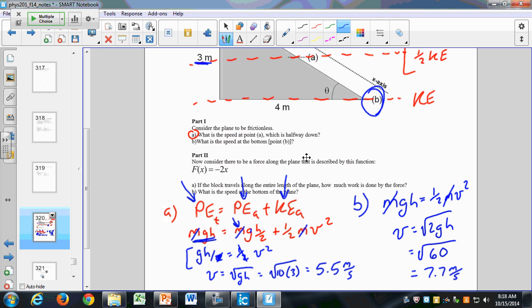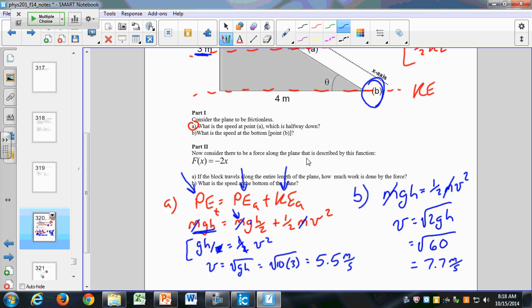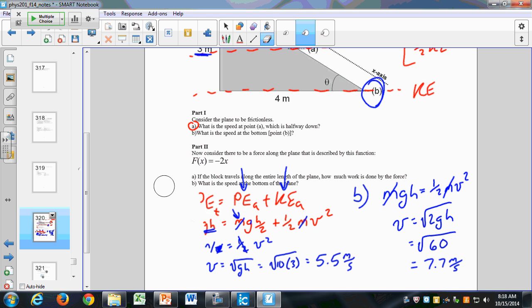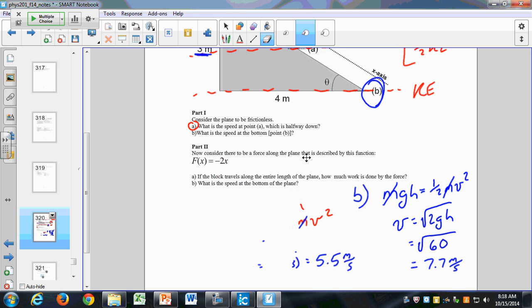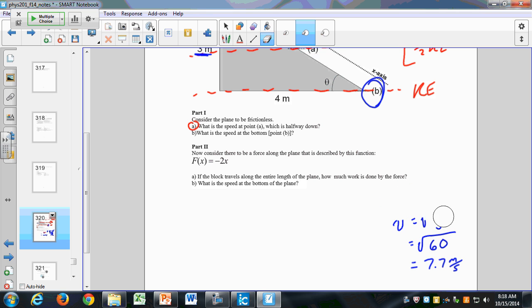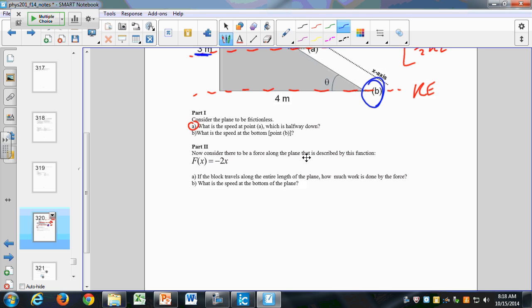All right, part 2 is similar to what we had previously. I'm going to erase what I have down here. Now, erase all of it, is that okay? Here we say that we have a force that is variable with position. Very similar to what we had before. And I want to know the speed at the bottom of the plane and how much work is done by the force.